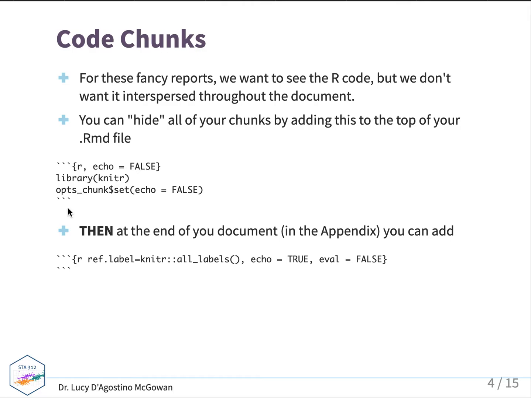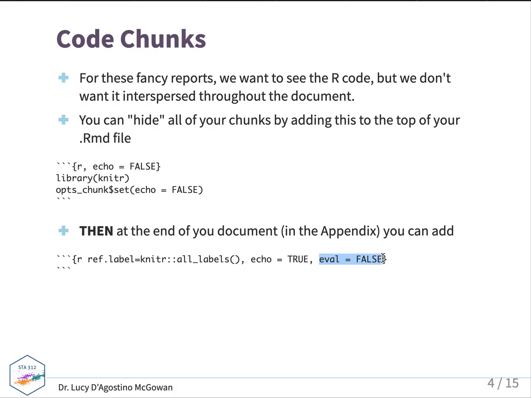At the end of your document, for example, in an appendix, you can add this code exactly like this, where you say r ref.label equals knitr::all_labels. What that does is it's saying we're using the all_labels function, which comes from the knitr package. So I'm going to use this all_labels function. And now I'm going to set echo equals true, but eval equals false.